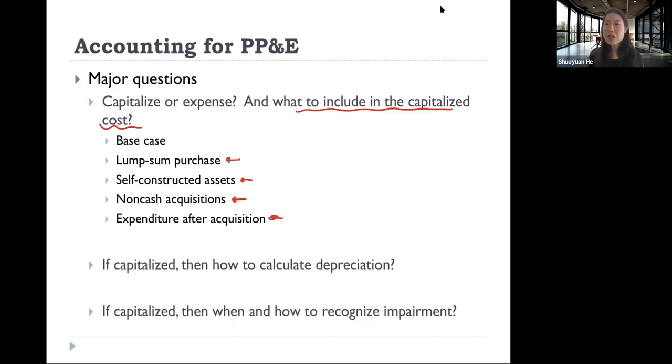The third major accounting question is, if the firm decides to capitalize an item, then when and how to recognize the impairment? This question we're going to talk about in the next class. Similar to depreciation, this question is only relevant when the firm decides to capitalize an item. If the firm decides to expense an item, there will be no issue of impairment because the item is gone right away in the current period. It is only when the firm decides to capitalize an item that we have the issue of when and how to recognize the impairment. So now let's first look at the base case situation.